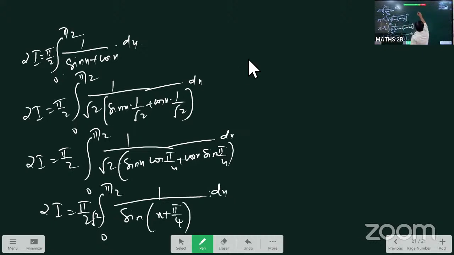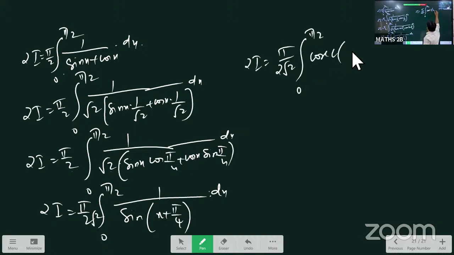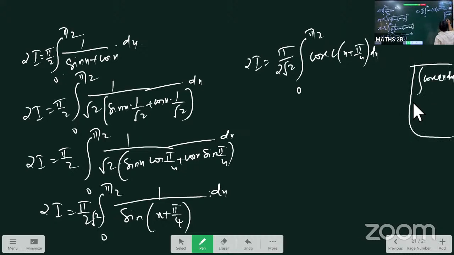Now, 2I is equal to pi by 2 root 2, integral from 0 to pi by 2, 1 by sine, it becomes cosecant of x plus pi by 4 dx. Now, what is the integration of cosecant x? The formula I'm writing here: integration of cosecant x dx is log mod tan x by 2. Actually it is log mod cosecant x minus cot x. On simplification of that, you will get log mod tan x by 2. Now the same formula I'm going to apply.